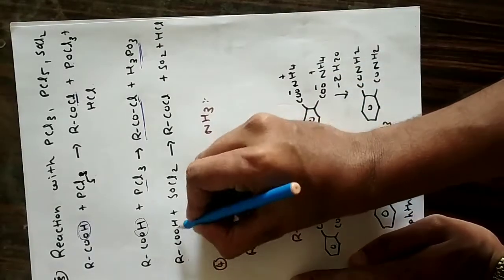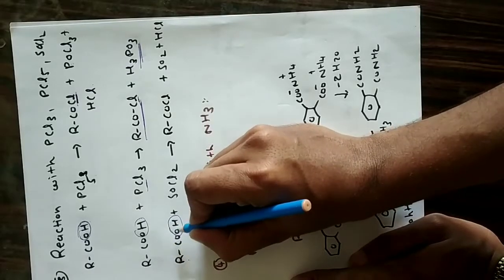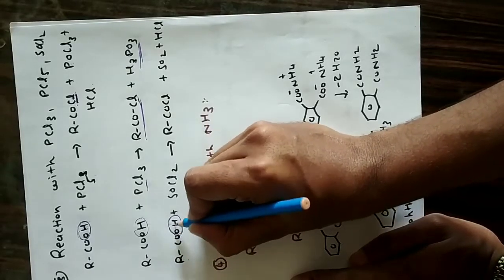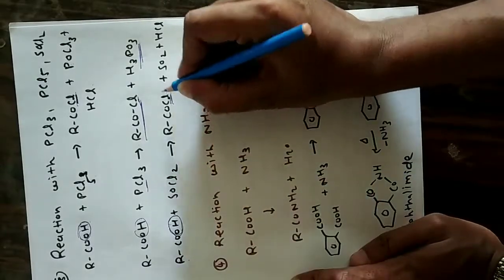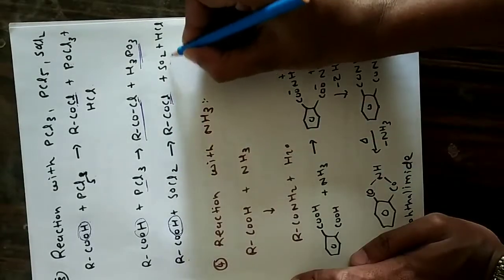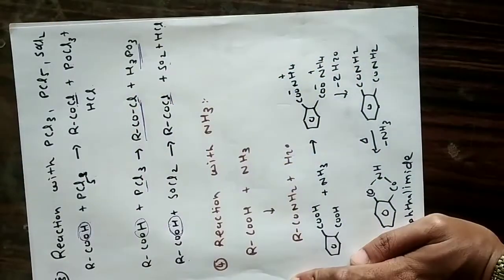Now the last one is SOCl2, reaction with SOCl2. Same way you have to replace this OH with Cl. You can see, instead of OH, write down Cl. Byproduct will be sulfur dioxide and HCl. That byproduct is the same as in alcohol.